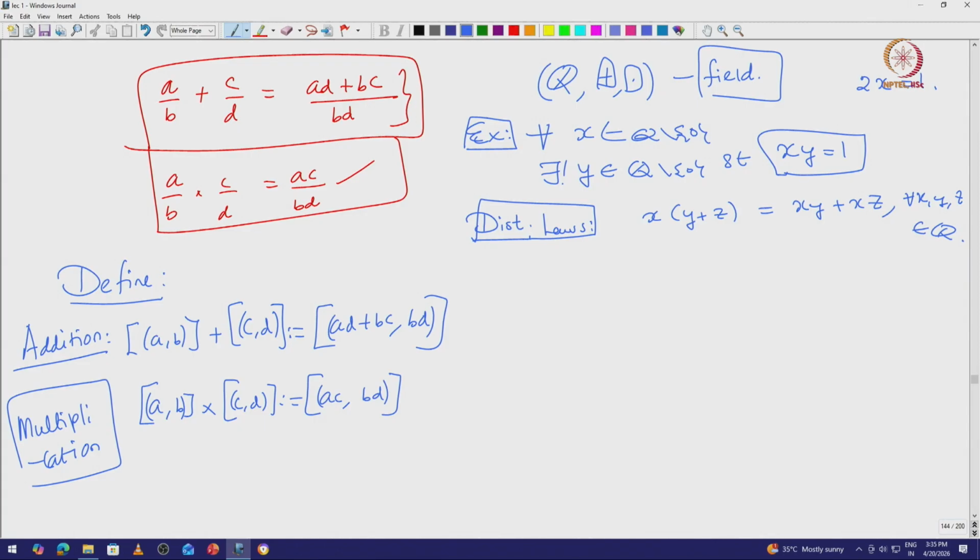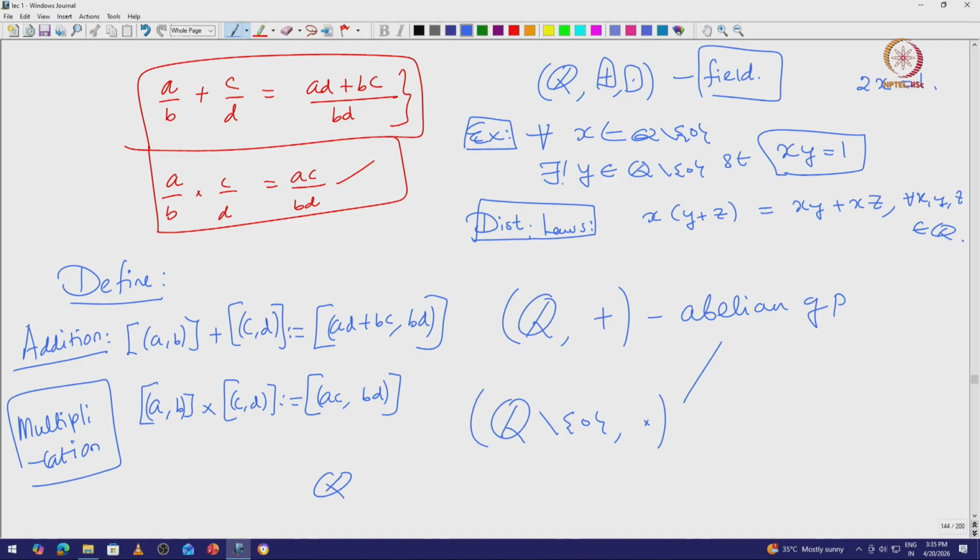So, in particular we will see that Q with respect to addition becomes an abelian group, and Q minus 0 with multiplication also becomes an abelian group. These properties are already there, and (Q, +, ×) is also a commutative ring. More than that, this is indeed a field. If you list all the properties that are satisfied by addition and multiplication of these rational numbers, that is what actually defines a field.